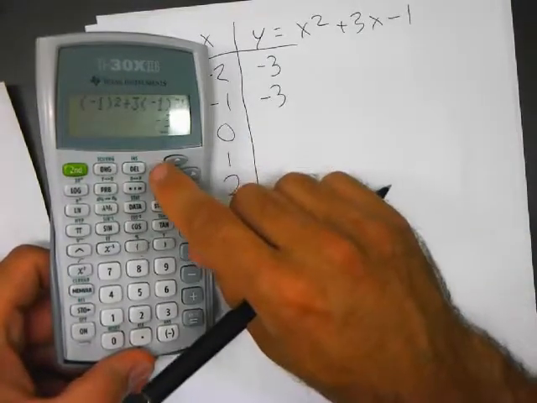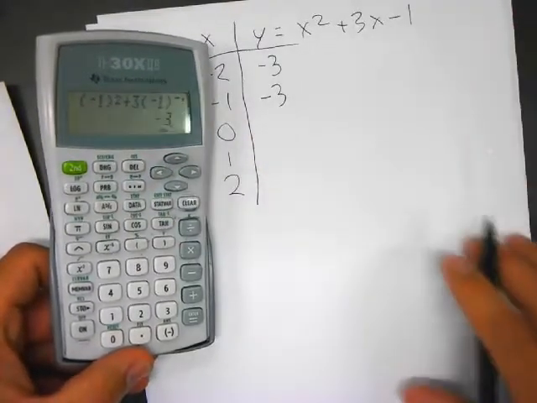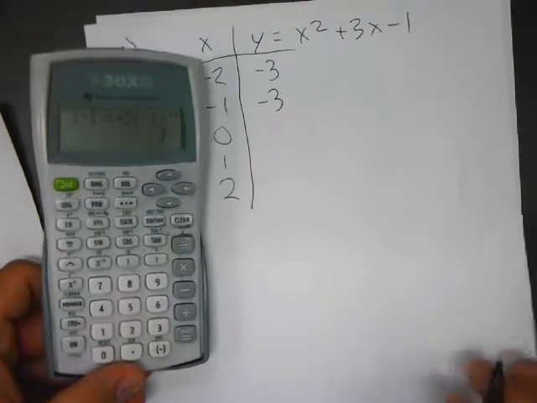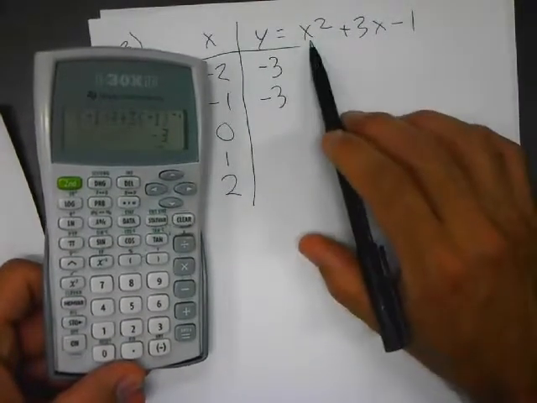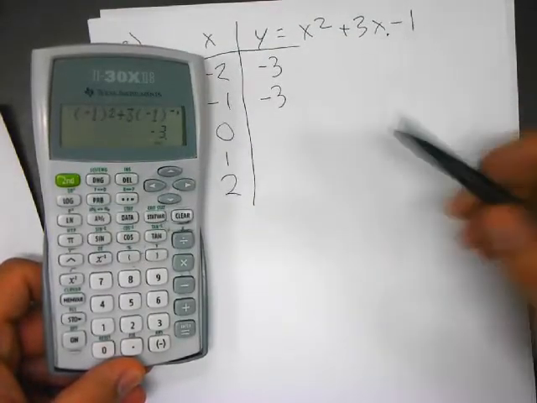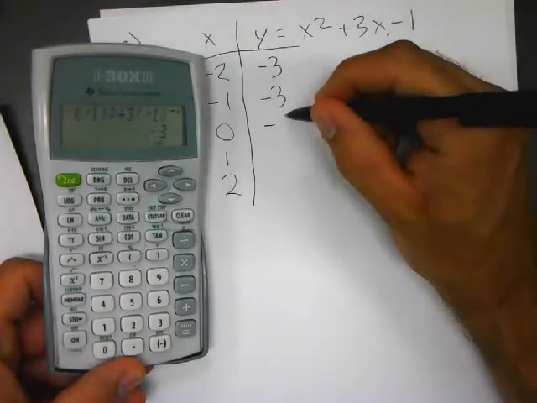And then I'm not going to put 0 in, because that just seems like a waste of time. What we're going to do now is just look at this and go, okay, 0 squared is 0, plus 3 times 0 is 0, minus 1. So we're going to get an answer of -1 there.